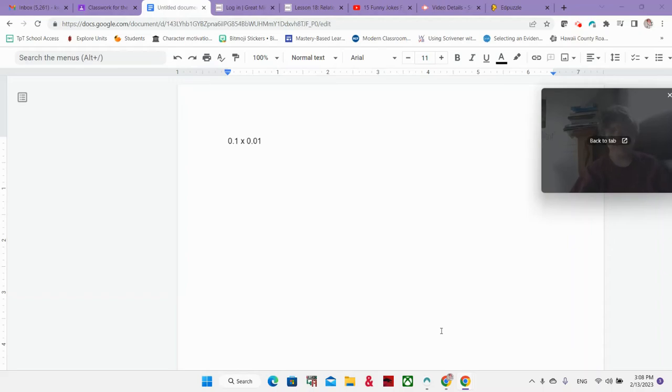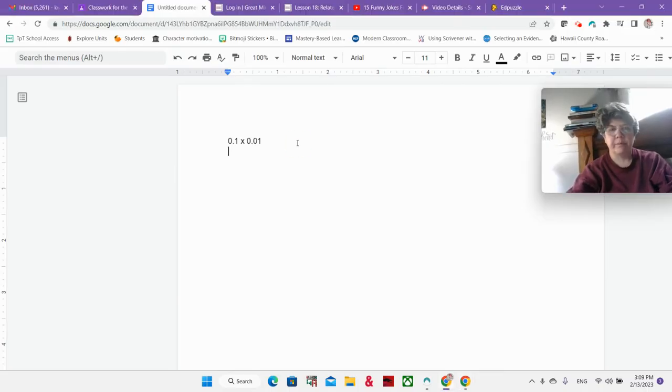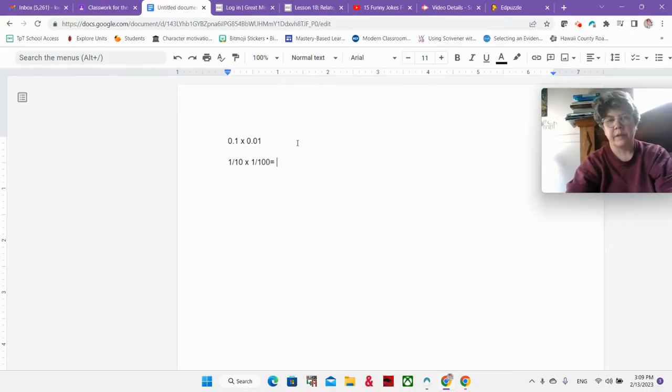Okay, here we are in the second video of lesson 18, and we are thinking about multiplying decimals by 1/100th, and we're relating it to fractions to help build our number sense. So 1/10 times 1/100th is what you see here on the screen. And if we rename those in fraction form, then we have 1/10 times 1/100th, right? And we're going to multiply straight across.